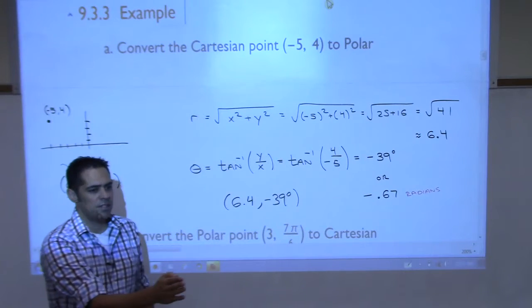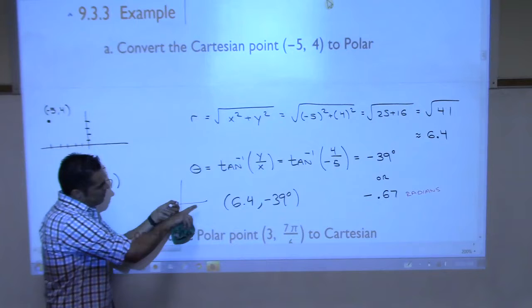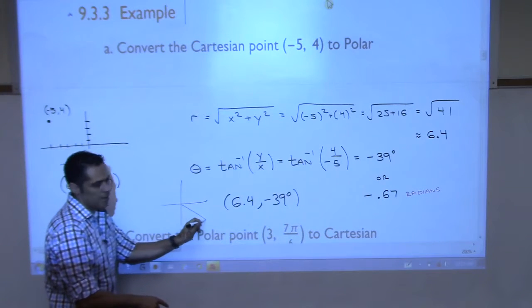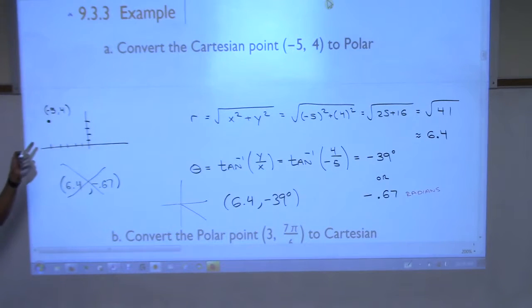Which way am I going to rotate? I'm going to go this way, right? Remember, I'm standing like this, facing out that direction. I'm going to rotate negative 39. Isn't that going to take me down here into the fourth quadrant? I don't want to be in the fourth quadrant. I want to be in the second quadrant.